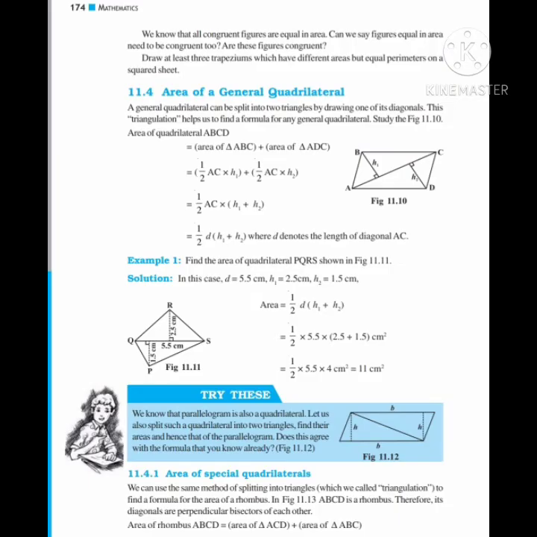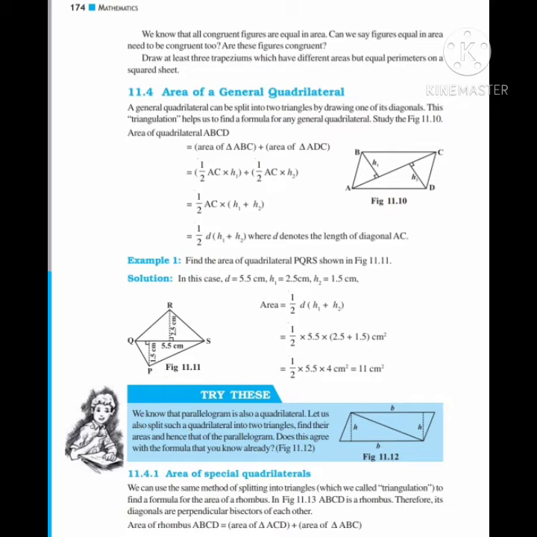Now go to area of a general quadrilateral. Here we'll keep in mind a general formula for area of any quadrilateral. It is half into the length of the diagonal into sum of the heights, H1 plus H2. Now remember this general formula for quadrilateral. Now see, try these. You try it once. We'll come back to it later.